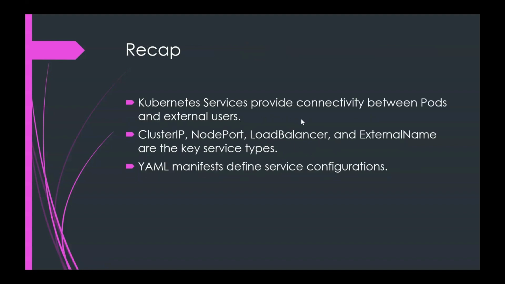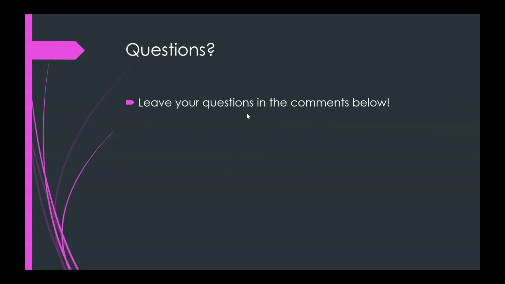Okay, so in this video we discussed Kubernetes services. Generally, they provide connectivity between pods and external users or external services. ClusterIP, NodePort, LoadBalancer, and ExternalName are the key service types. There is also ingress, which we will discuss later in the videos. Okay, you can use a YAML manifest file to define the configuration for your service. That can be your NodePort, ClusterIP, LoadBalancer, or ExternalName service.